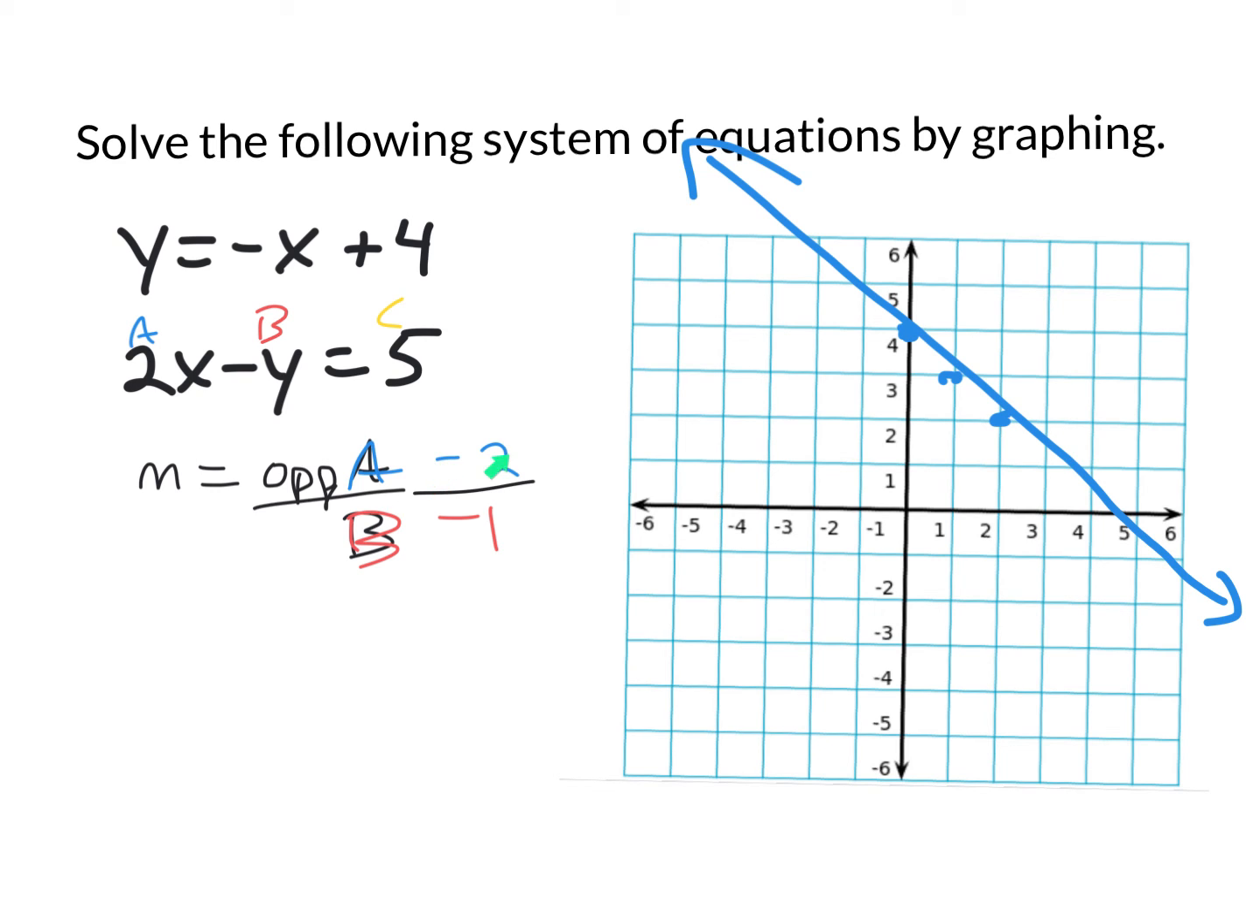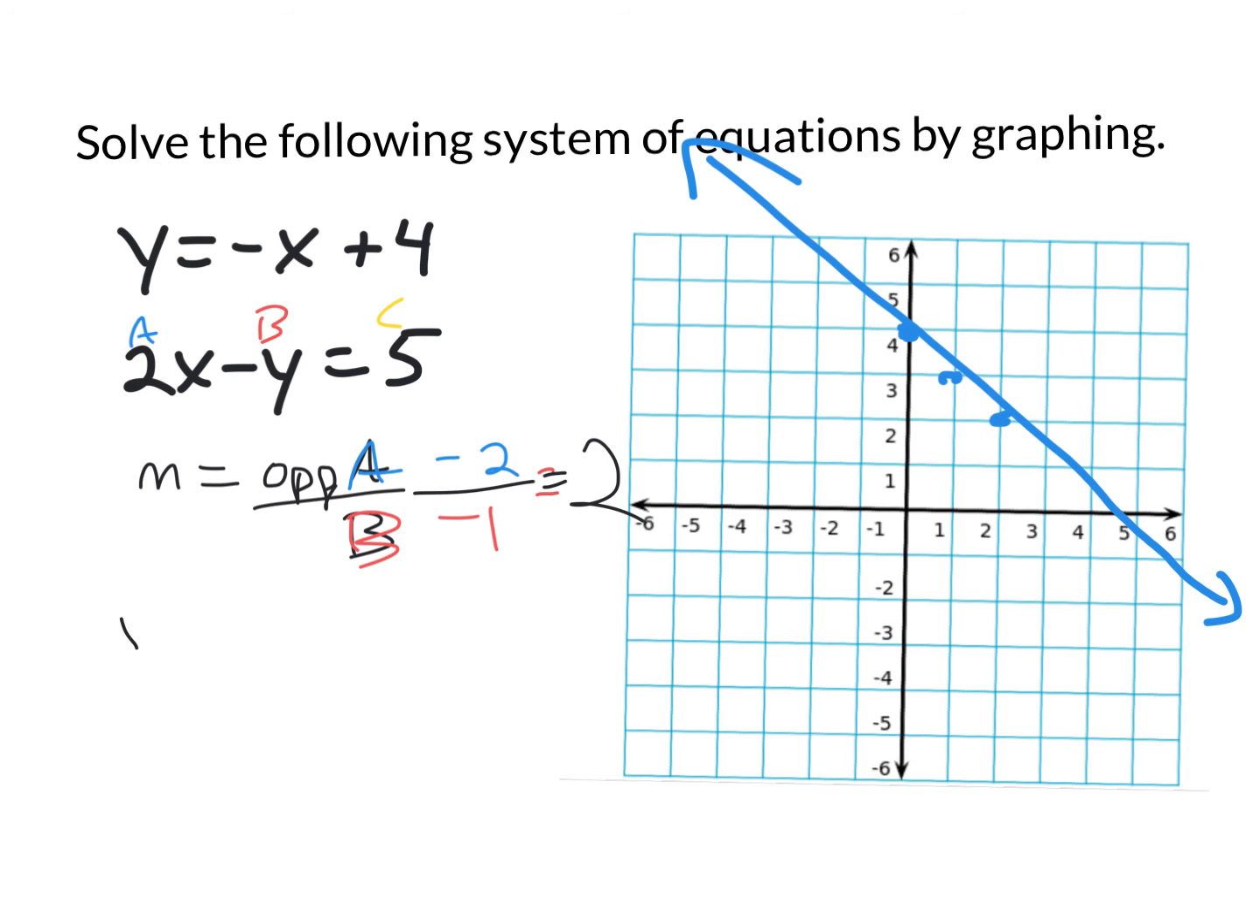Well, if it's negative 2 over negative 1, we're just going to go ahead and simplify that. A negative over a negative is a positive, and 2 over 1 is just 2. So let's just call this a slope of 2. We have a slope of 2.